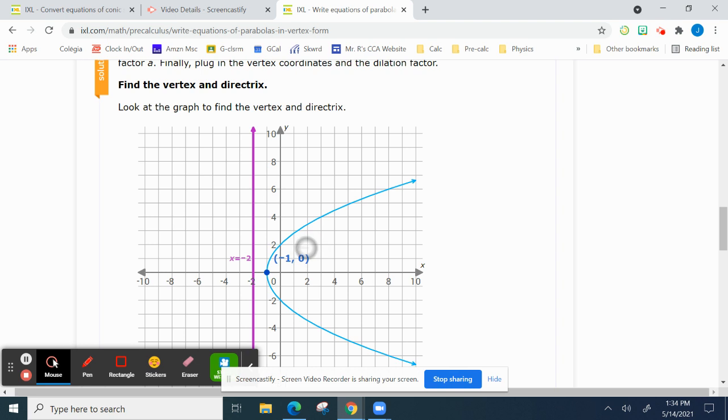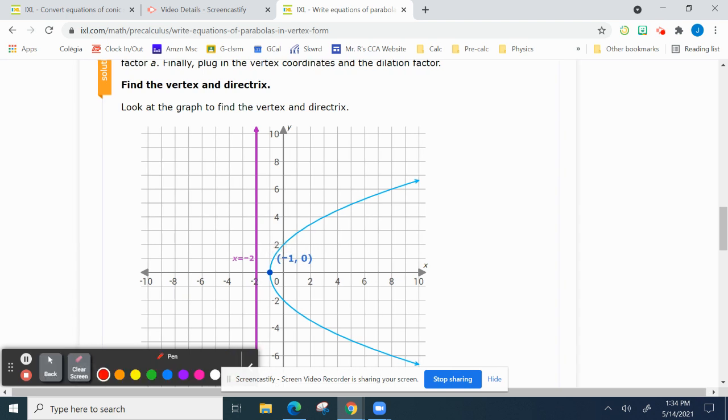Well, the vertex is already labeled, right? So the vertex is -1, 0. And what's the directrix? The directrix is this line right here, which is listed there for you, x equals -2. This is how we find these things in order to build the equation.